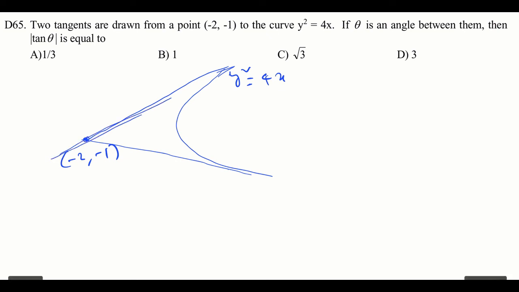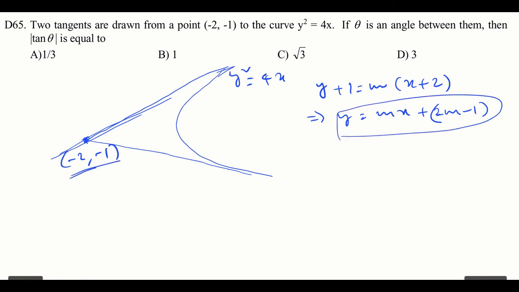you see, I take any line passing through this point first. Any line passing through the point is of the form, assuming m is the slope, y minus y1 is equal to m into x minus x1. From this I will get y is equal to mx plus 2m minus 1. Now this is any line through this point. Now we are looking for tangents. So this is a tangent to the curve if and only if c is equal to a by m. C is equal to a by m.